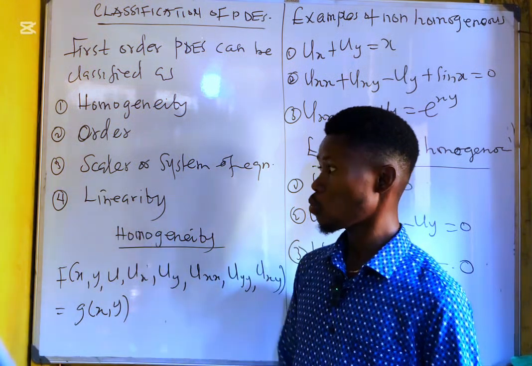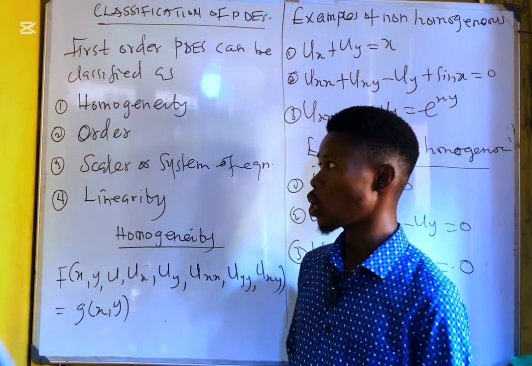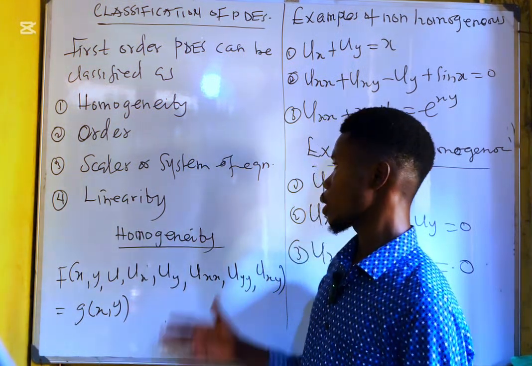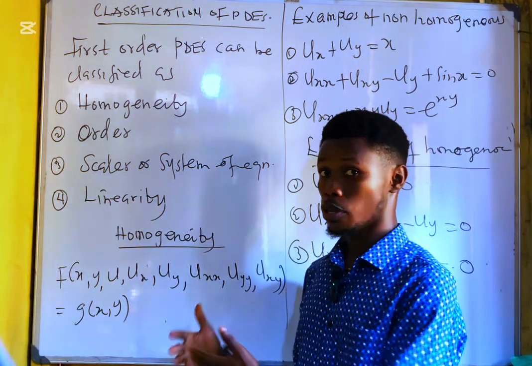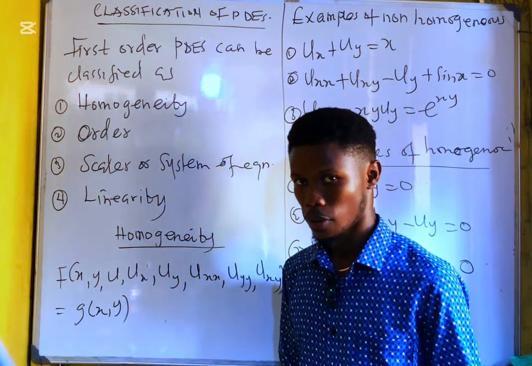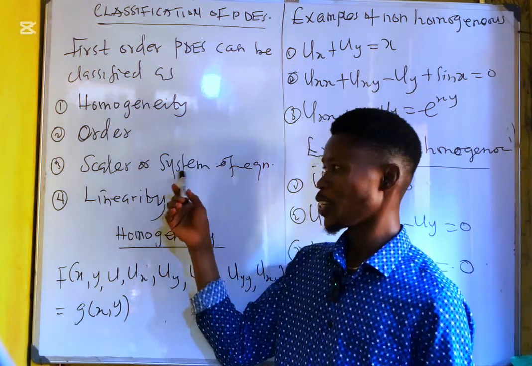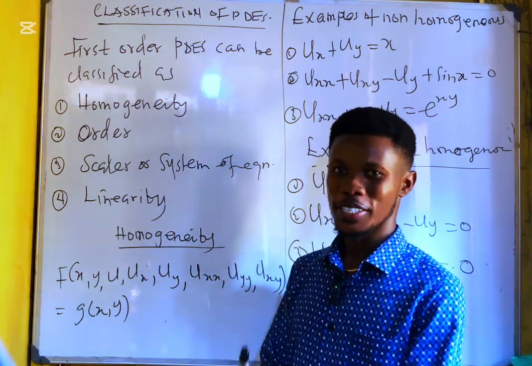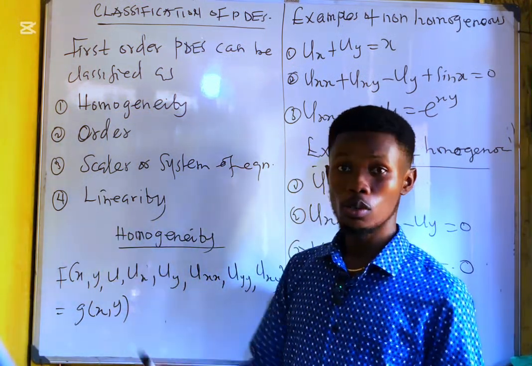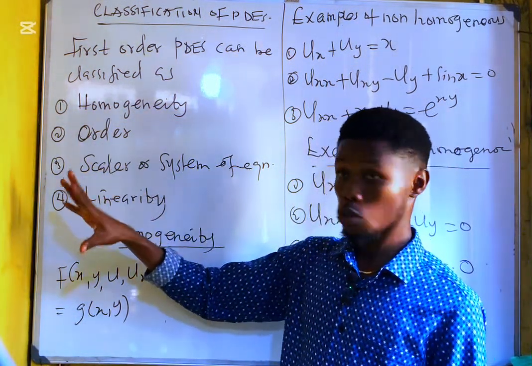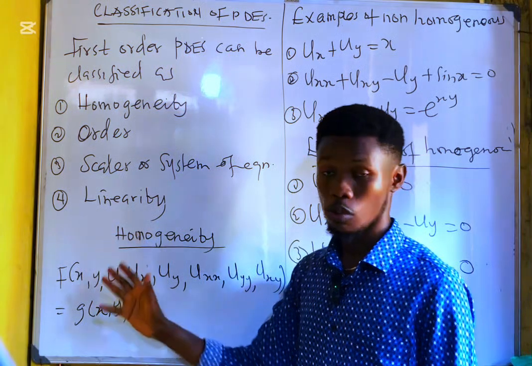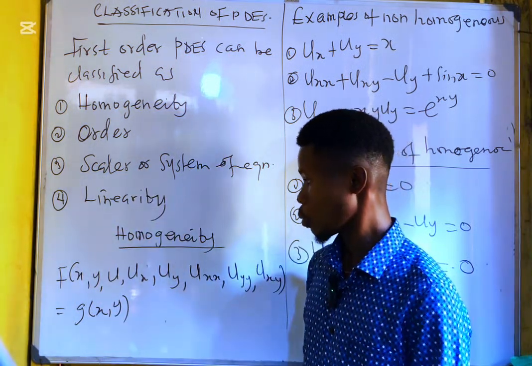These are the four things you are going to look at: the homogeneity, the order, the scalar or the system of equations, and the linearity. I won't waste my time on the scalar equation and the system of equations, because for the system of equations, like simultaneous equations and those stuff, you know them. The ones I'm going to deal with are the homogeneity, the order, and the linearity. The scalar and system one is not important for me.